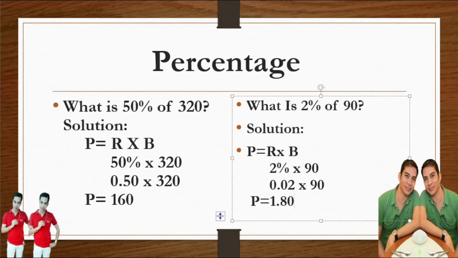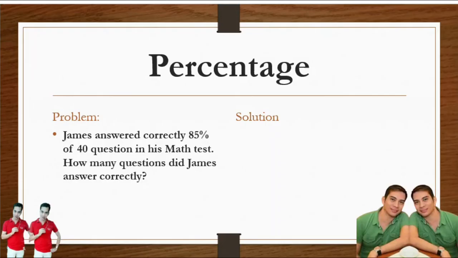Another one. James answered correctly 85% of 40 questions in his math test. How many questions did James answer correctly? Again, James answered correctly 85% of 40 questions in his math test. How many questions did James answer correctly?